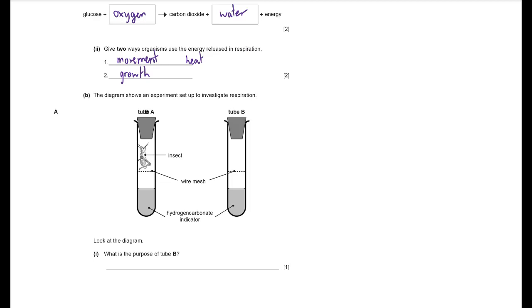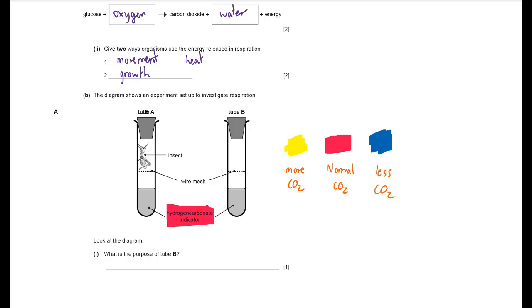Now in this part, we still use hydrogen carbonate indicator, which we should highlight in red because it is a red indicator. Now this is where you write your knowledge down straight away. So the colours it can be are red, yellow, and purple. So it's going to be red if there's normal levels of CO2, yellow if there's more CO2 than normal, and purple if there is less CO2. Now, in this case, what is the purpose of tube B? Tube B acts as a control. The point of it is to show that any changes which happen in the indicator happen because of the living material. So therefore B has no living material in it, so it acts as a control.